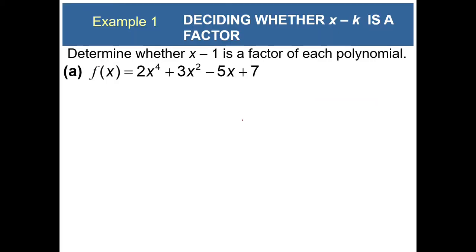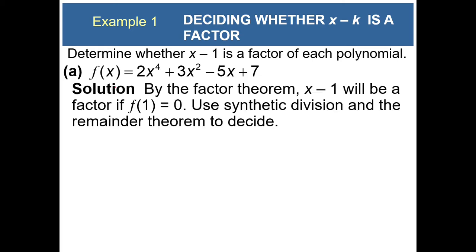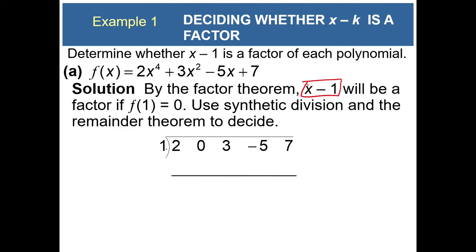Example 1. Determine whether x minus 1 is a factor of each polynomial. Part A. F of x is equal to 2x to the fourth plus 3x squared minus 5x plus 7. By the factor theorem, x minus 1 is a factor if f of 1 equals 0. So we're going to use synthetic division and the remainder theorem to decide. For our divisor, we're going to put 1 because we're using the opposite of negative 1. So we'll put 1 as our divisor.